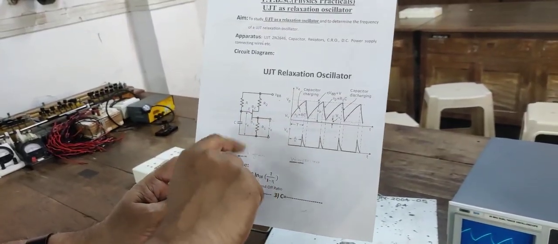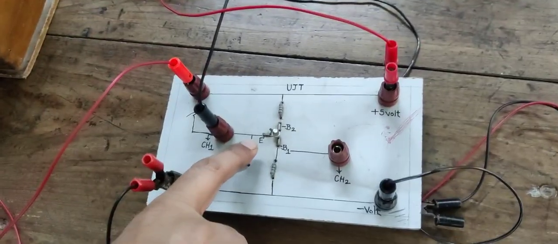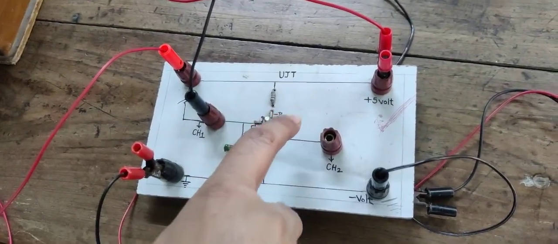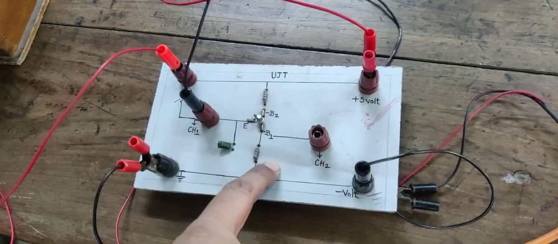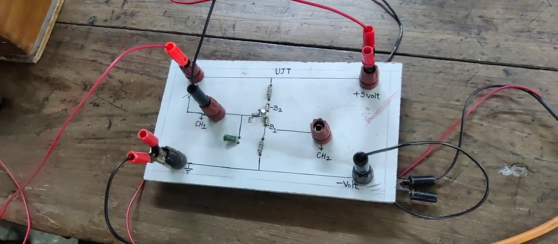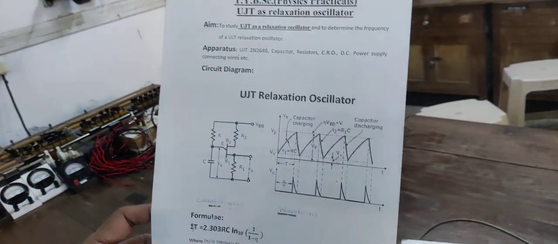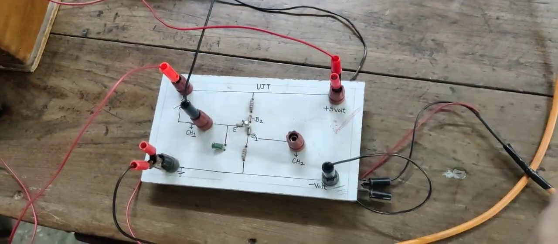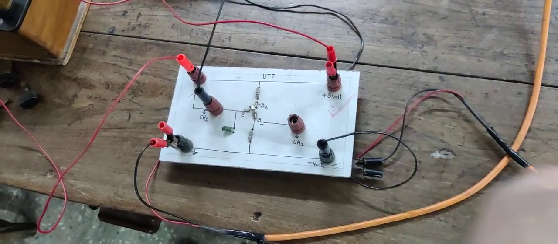Resistance R, R2, R1. So this is the circuit: emitter, base 2, base 1. These are the two resistances connected. Here the variable resistance is connected as R. This is a capacitor C. Here you can measure the output voltage. So channel 2 is shown here, and you will get the output of the UJT relaxation oscillator circuit from here.